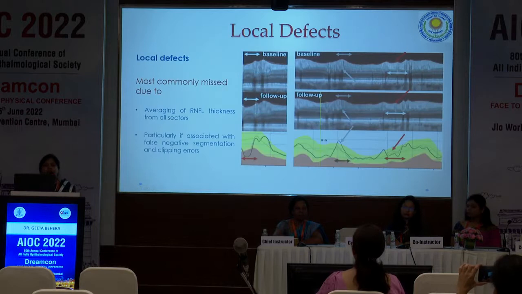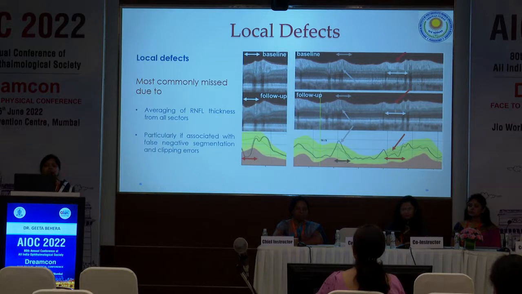Local defects, again, are very, very commonly missed because local defects generally get averaged in the global metric, that is in the average RNFL scores or the global metric scores that are given. Local defect gets averaged out and they get missed. So again, it's very important to look at the actual segment.